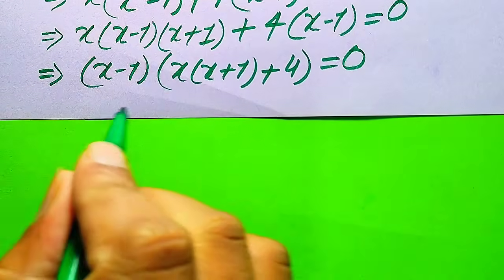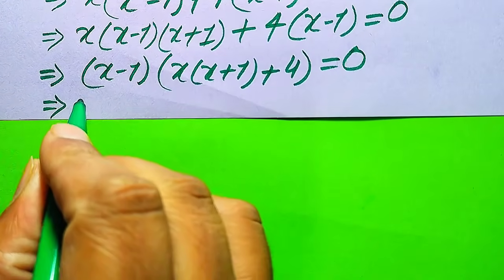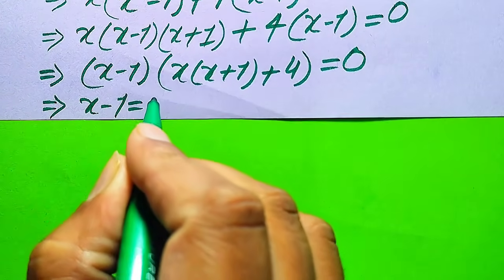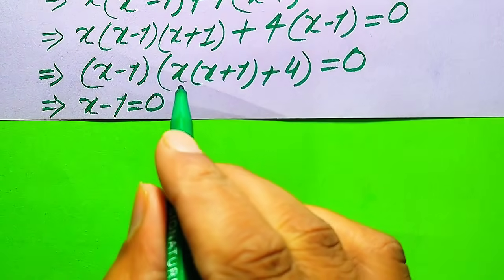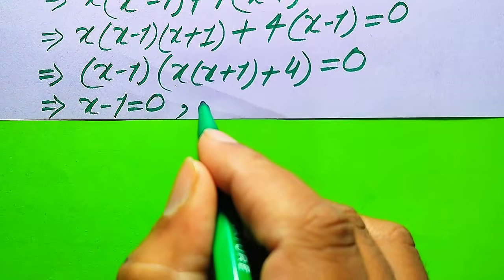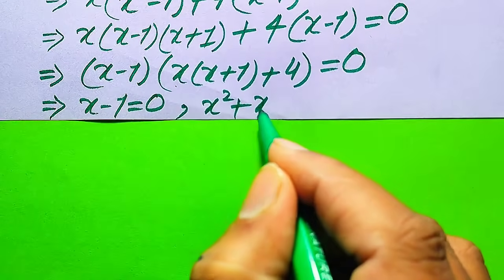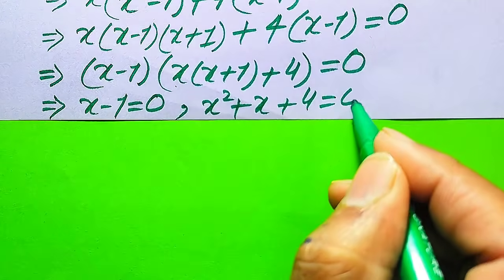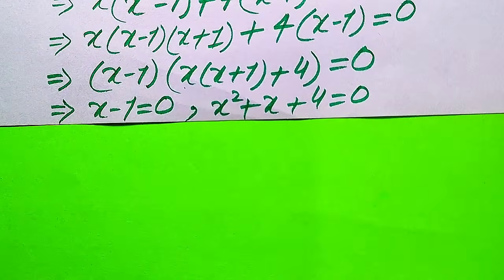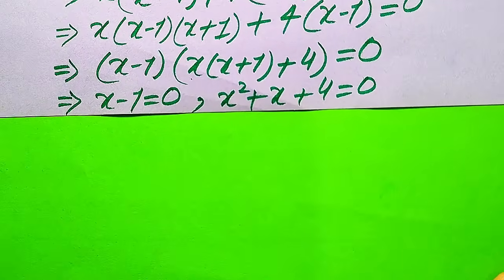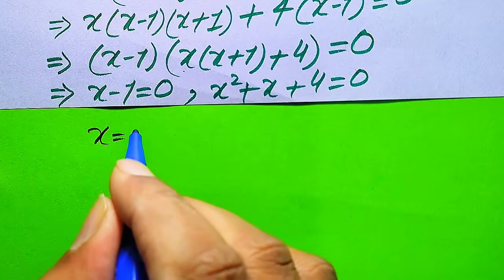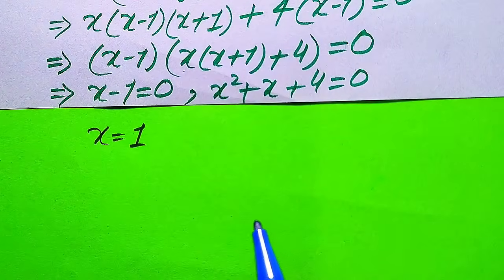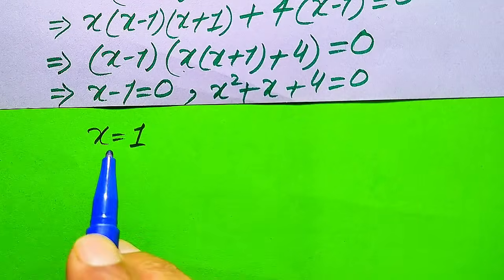In the next step, we divide this equation into two cases. The first case is we write x minus 1 equals 0, and the second case is x square plus x plus 4 equals 0. So here we need to focus on both of these two cases and we easily get the real values of x. From here we get x equals 1, and now we move backward and we put the value of x here.